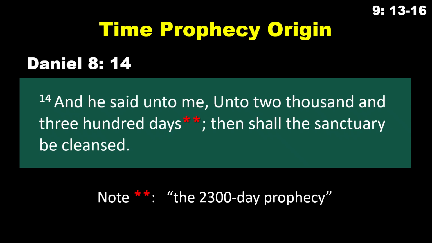Here is that verse that the Millerites and thousands of other Christians based their calculation that the Christ would return in the year 1844 Common Era. It's from the book of Daniel, chapter 8, verse 14, quote, "And he said unto me, unto 2,300 days, then shall the sanctuary be cleansed." End quote. This period of time, 2,300 days, is often referred to as the 2,300-day prophecy.